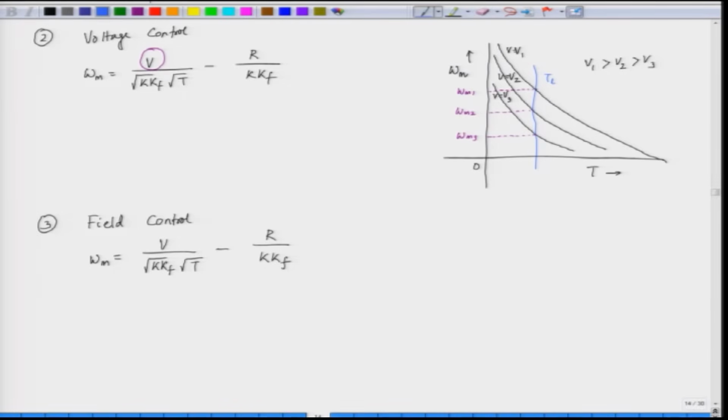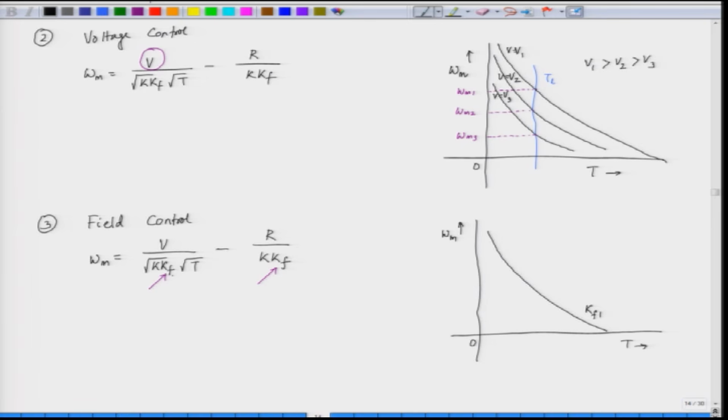Now, this is the field control. We have the speed torque characteristic. By speed control using field control, we mean we are actually changing the field constant, that is Kf. So, Kf appears in two terms, the first term and the second term. Now, if we plot the speed torque characteristic, with speed on the y axis and torque on the x axis, let us say this is the speed torque characteristic for some value of Kf, let us say Kf 1.